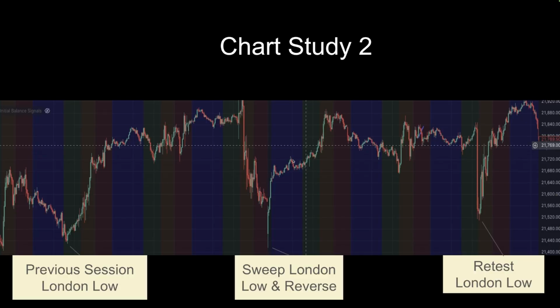Perfect. All right. So here's where things get even more interesting, okay? And why I brought up London. So this is on a larger time frame. This is on a 30-minute time frame. So we're seeing multiple sessions here.